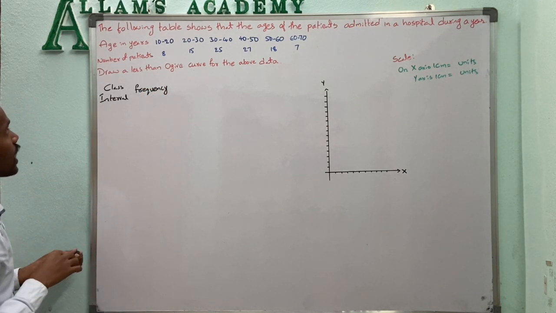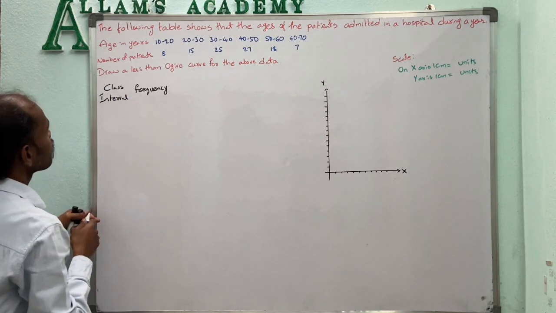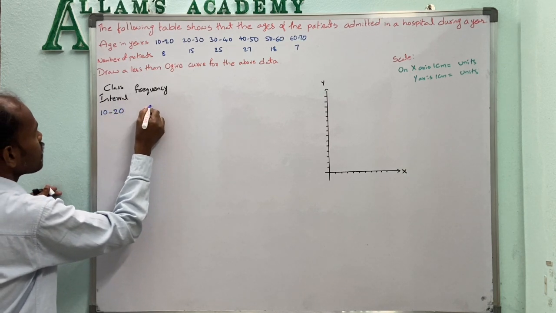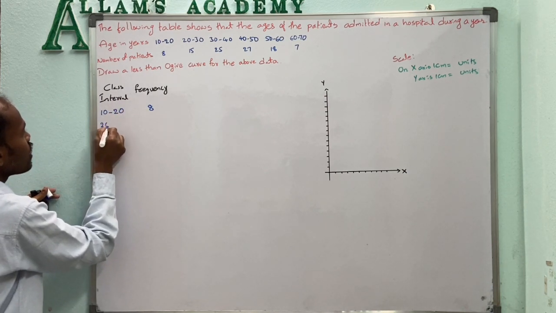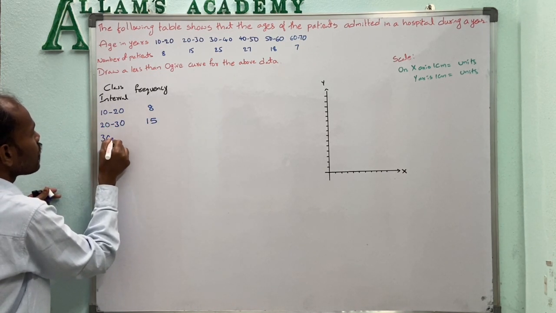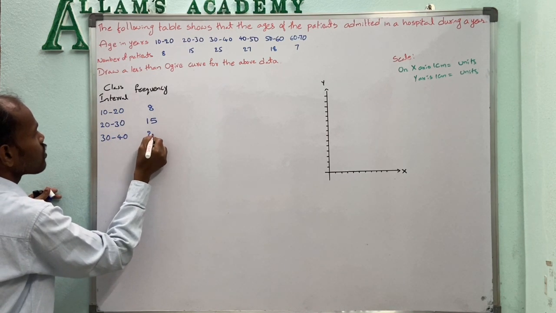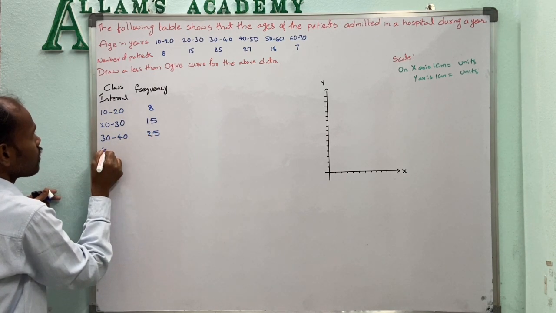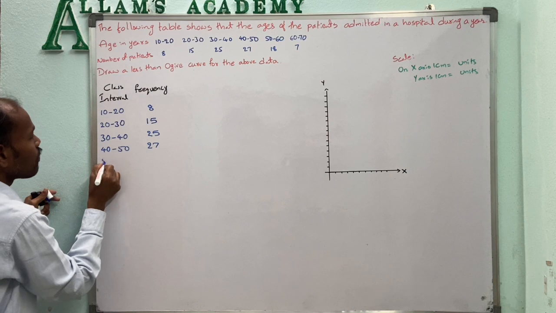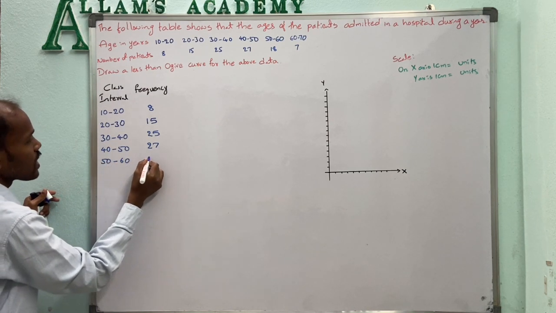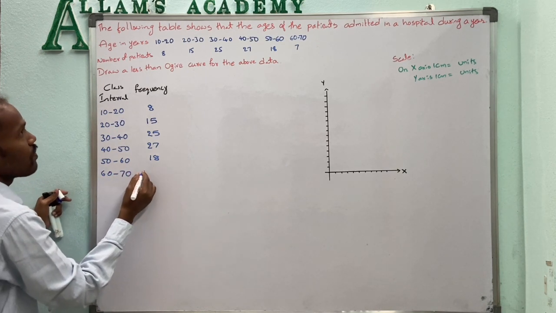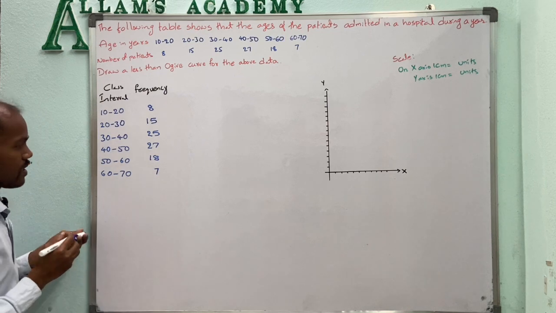So here the given class intervals are 10 to 20, the corresponding frequency is 8. For 20 to 30, the corresponding frequency is 15. For 30 to 40, the corresponding frequency is 25. For 40 to 50, the corresponding frequency is 27. For 50 to 60, the corresponding frequency is 18. For 60 to 70, the frequency is 7.